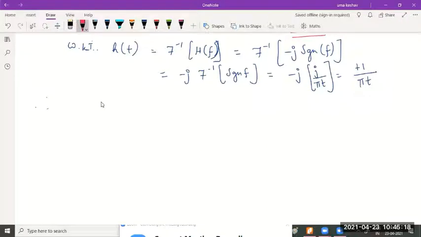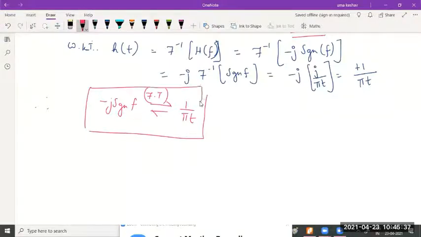So please remember, minus j signum of f is the Fourier transform of 1 by pi t. These two are Fourier transform pairs. I want you to remember this directly. Okay. And now let's go back. We have this. So finally, what will I do?